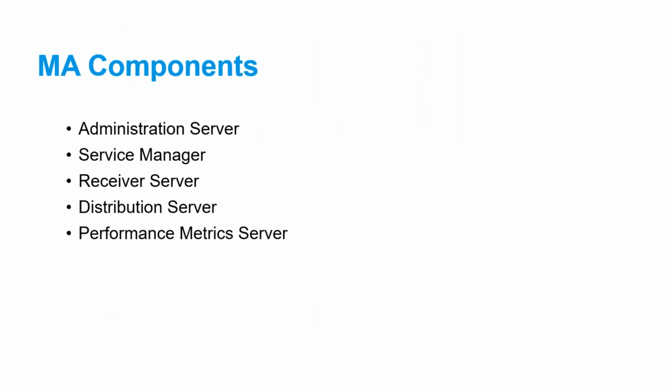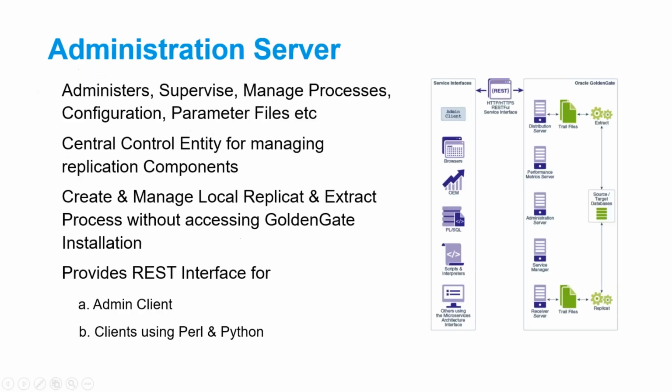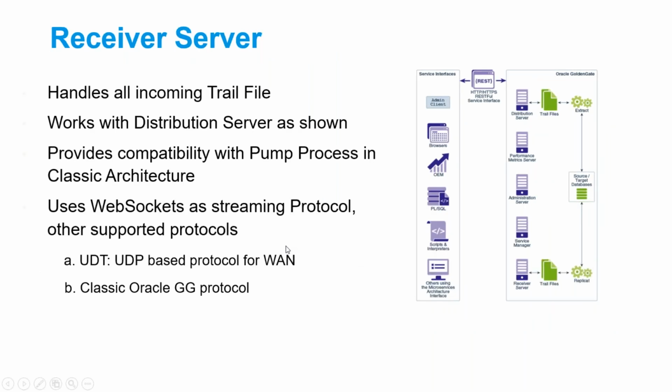So what are the components of microservices architecture? Administration server, service manager, receiver server, distribution server, performance metric server. These are the components of Oracle Goldengate microservices architecture. Administration server administers, supervises, manages processes, configures parameter files, etc. It is the central control entity for managing replication components. Create and manage local replicate and extract processes without accessing the Goldengate installation.